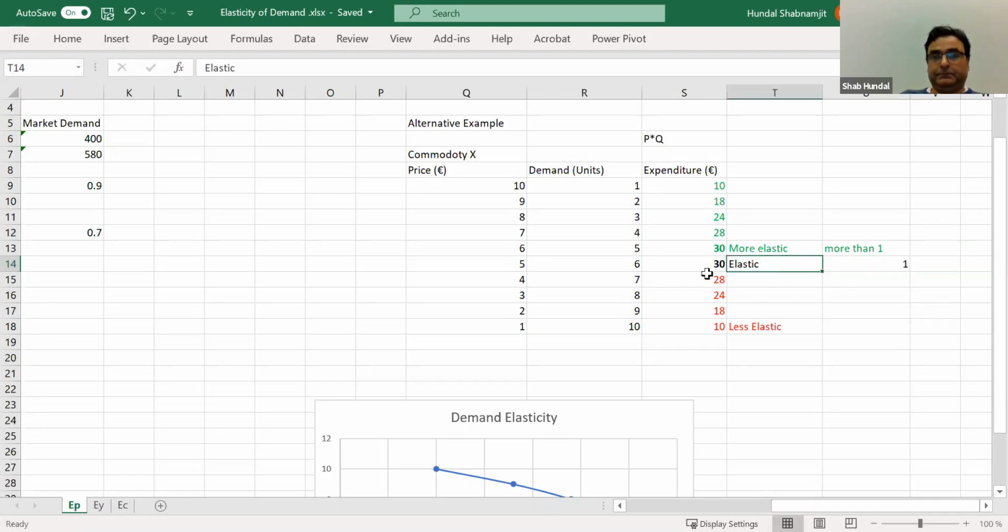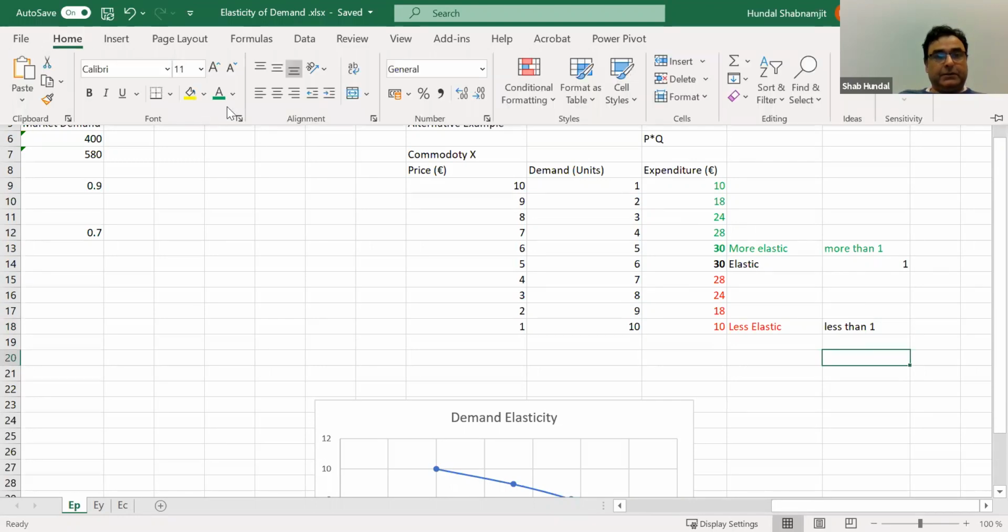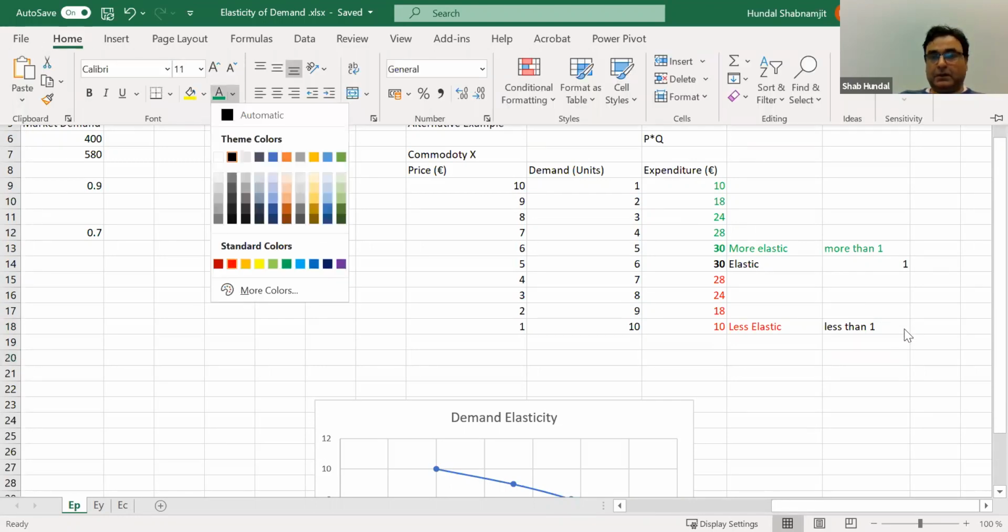And when the price drops and the expenditure also drops, then we can see that the elasticity is less elastic. So the red portion is the less elastic. So when you look at the green part, it shows more responsiveness, more elastic demand. And if you see the red one, then it's less than 1. Let's call it red. Oh, sorry, it should be here.